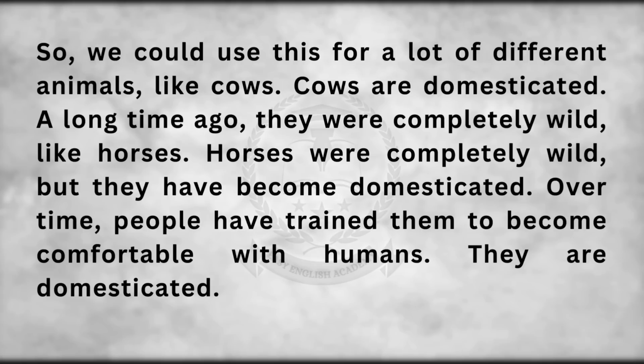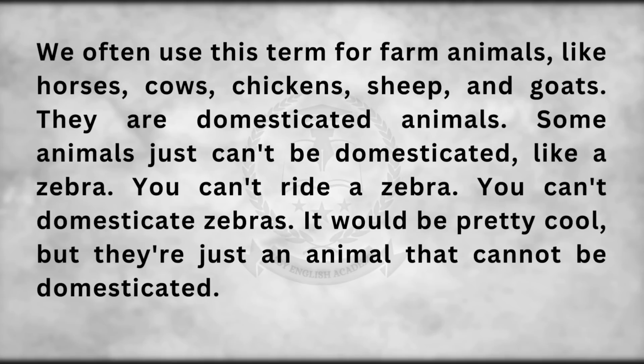They are domesticated. We often use this term for farm animals, like horses, cows, chickens, sheep, and goats. They are domesticated animals. Some animals just can't be domesticated, like a zebra. You can't ride a zebra. You can't domesticate zebras. It would be pretty cool, but they're just an animal that cannot be domesticated.